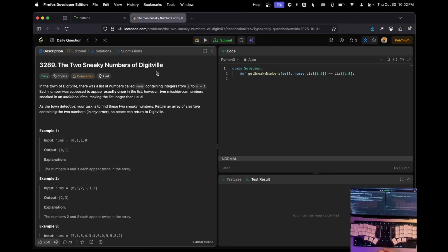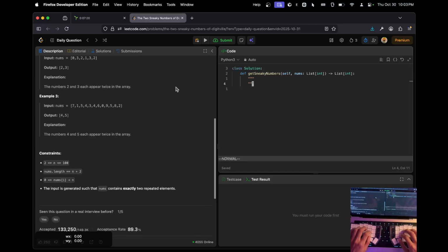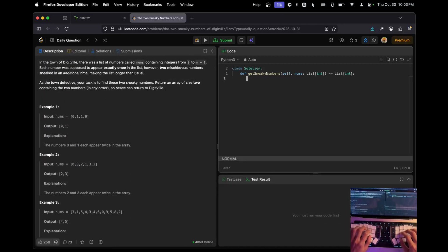Alright, Two Sneaky Numbers of Digitville. There was a list of numbers called nums containing integers 0 through n. I'm assuming n is given. Okay, no, it's not. Each number is supposed to appear exactly once. Your task is to find these two sneaky numbers. So this is definitely just a set problem, I mean. Okay, probably do another problem after this.